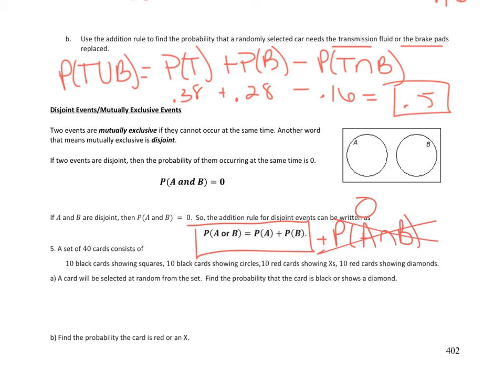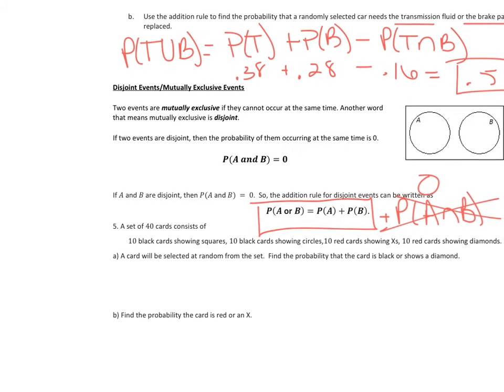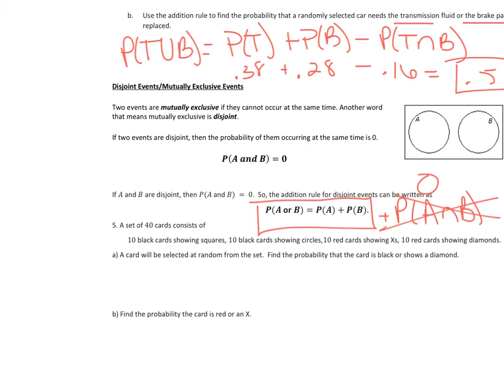Okay, so we have a set of cards in this problem. It says that there are, I'm just going to make a little picture over here, 10 black cards that have squares, 10 black cards with circles, 10 red cards with X's, and 10 red cards with diamonds. They say a card will be selected at random, and they want the probability that the card is black or shows diamonds.